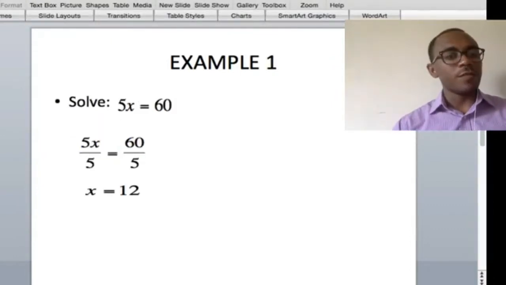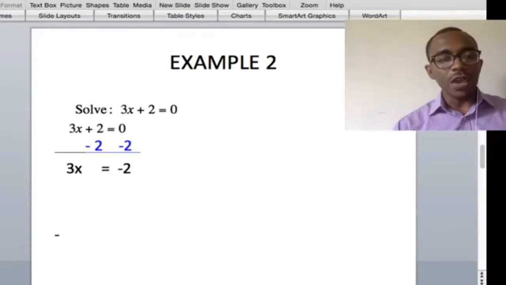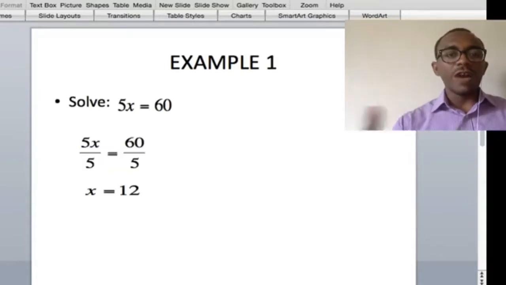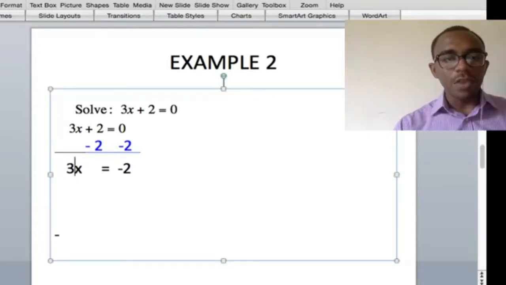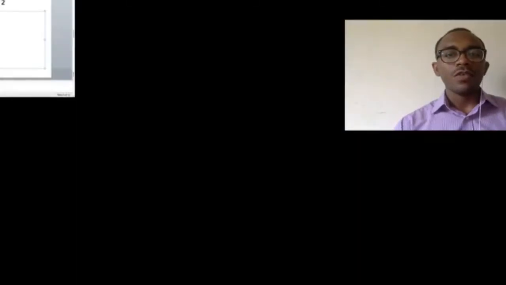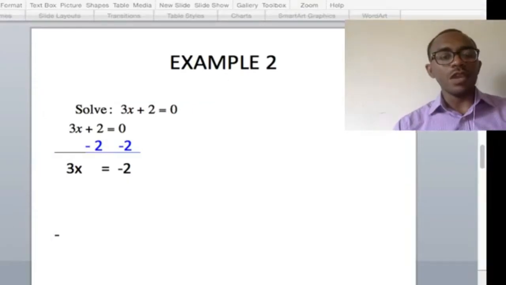5x equal to 60 is the same rule as 3x equal to negative 2. So what is the process for 5x is equal to 60? Divide both sides by 5 and find x equal to 12. And on that one, what am I going to divide both sides by? I'm going to divide both sides by the coefficient, which is 3. If you said 3 in your mind, then yes, you're totally right. Divide both sides by 3, and then we're going to have our final answer.